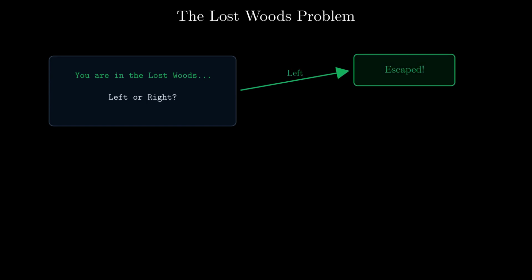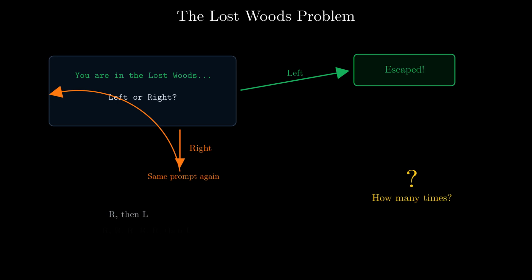Let's look at this problem closely. The player enters the Lost Woods. A prompt appears. Choose left or right. Left means escape. The game moves forward. Right means they're still lost. The same prompt appears again. The player might go right once, then left, or right 5 times then left, or right 50 times before choosing left. We have no way to predict how many times the player will choose right before escaping.